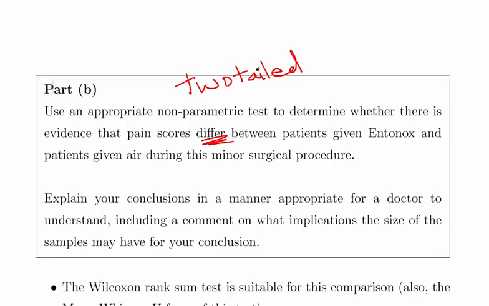Now, how you correctly state the mathematical statement regarding the null and alternative hypothesis is in relation to a locational shift. But essentially, are they the same? Is there any effect at a practical level? Is there any difference? Is one better at alleviating pain than the other, or does it make any difference? Okay. Explain your conclusions in a manner appropriate for a doctor to understand, including a comment on the implication the sample size may have on your conclusion.